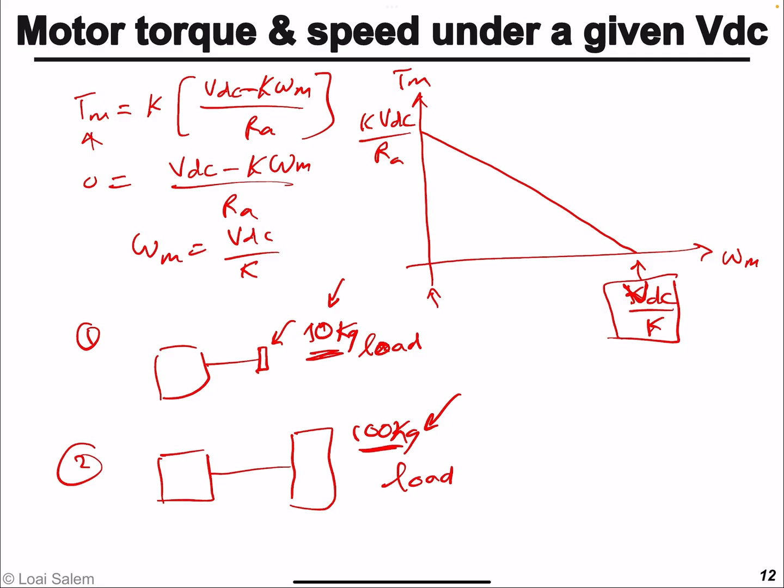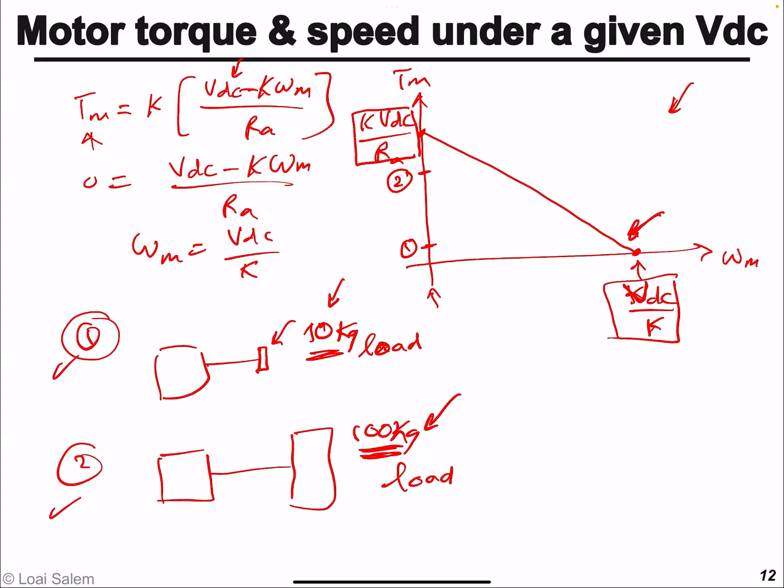And so let's put them here in this domain at steady state. For the 10 kilogram load, which is case 1, rotating it requires a small amount of torque, while the 100 kilogram load requires a large amount of torque. So this is scenario 1, and this is scenario 2. In both cases, this curve is plotted for a specific VDC value, because a specific VDC value will set the intersection with the y-axis and also the intersection with the x-axis. So for a specific VDC, we are studying both load cases 1 and 2.